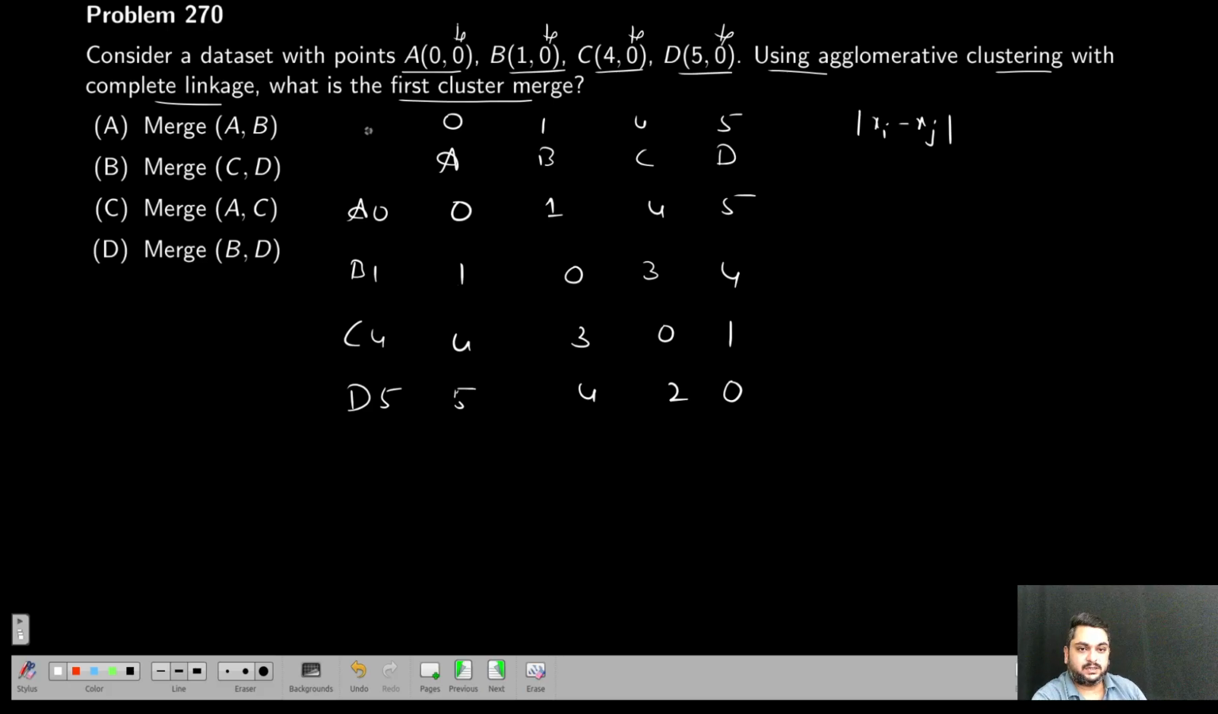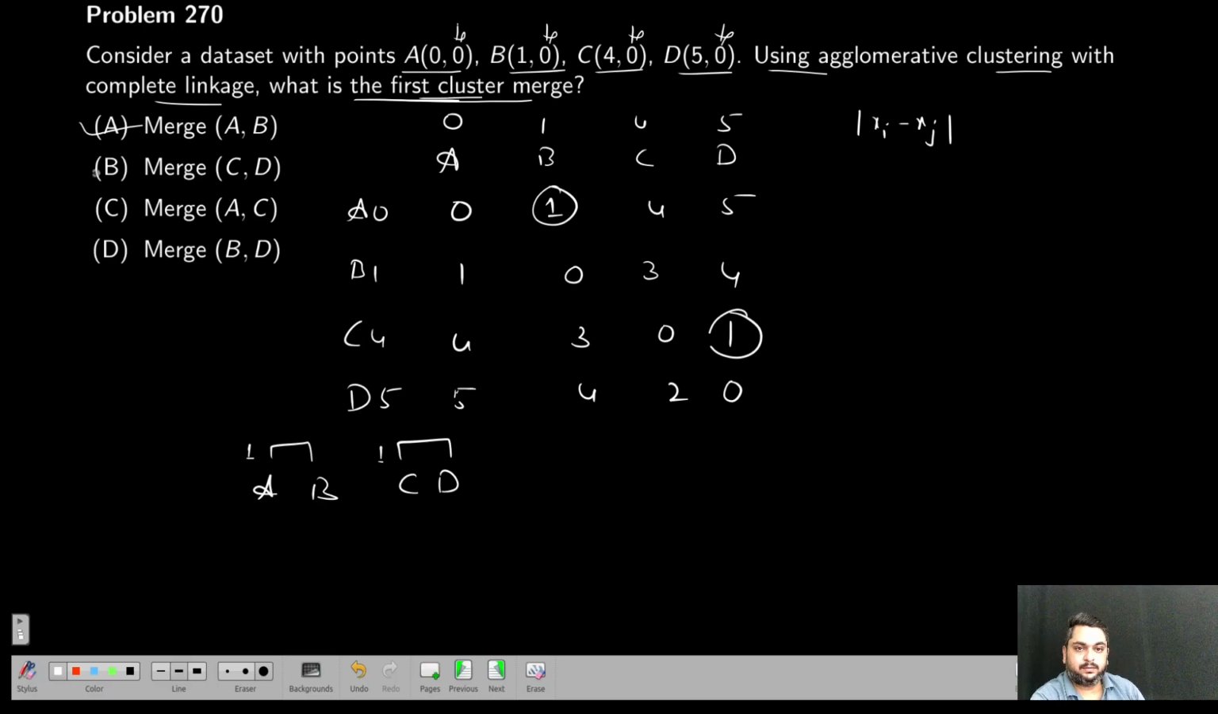Now, in the first iteration, what is the first cluster merge? First find the minimum distance, which is 1. A and B are the candidates. Then again I have C and D with distance 1 as the minimum. So the algorithm will merge this or this. They are at height 1.